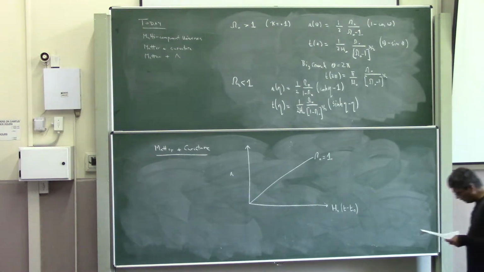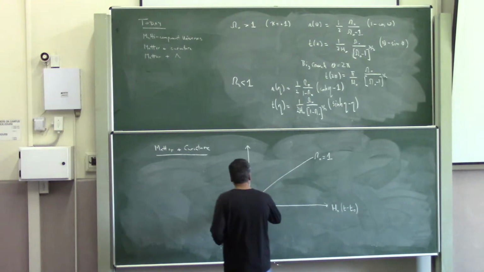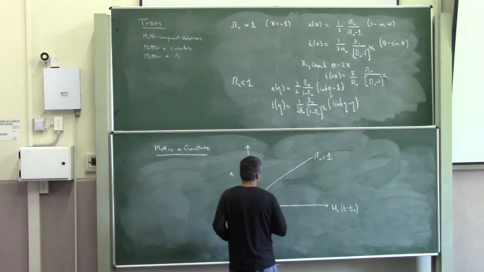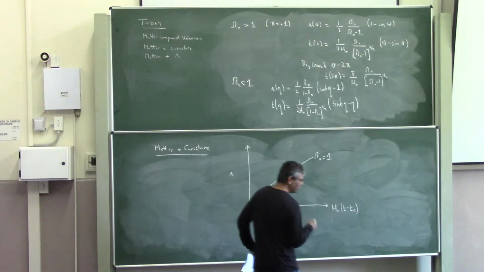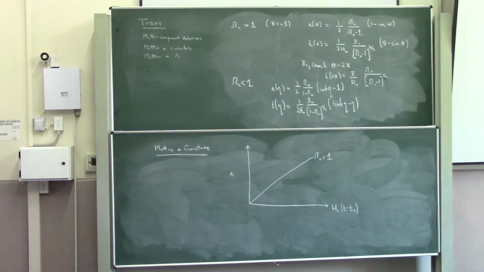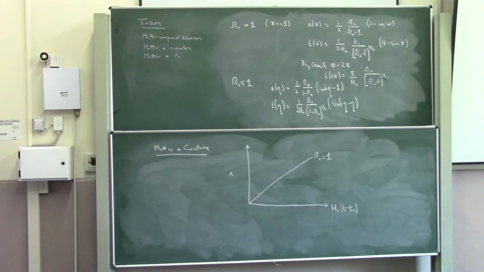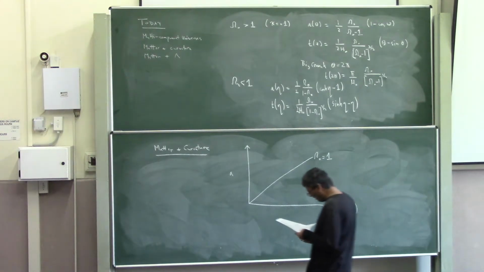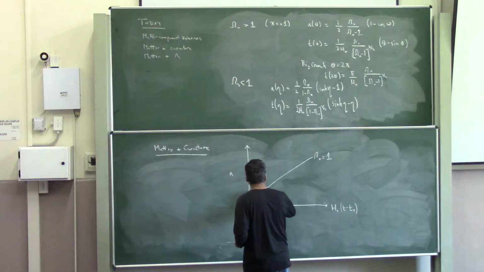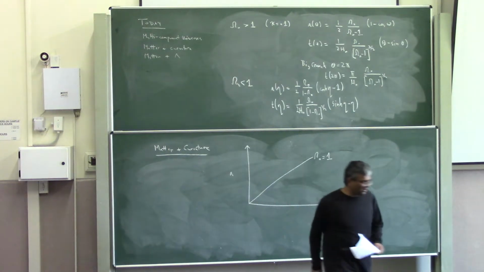Color chalk. If omega is less than 1, chalk's useless. This one's better. Also useless.